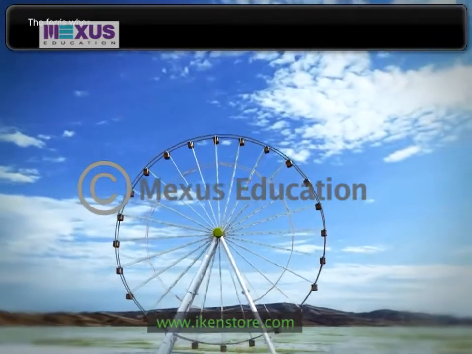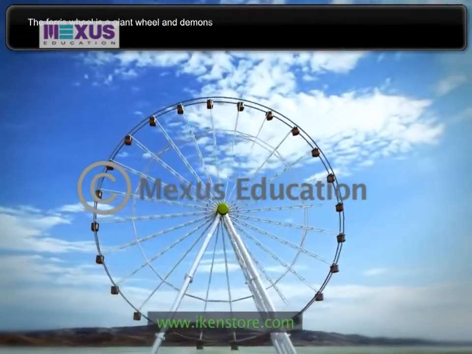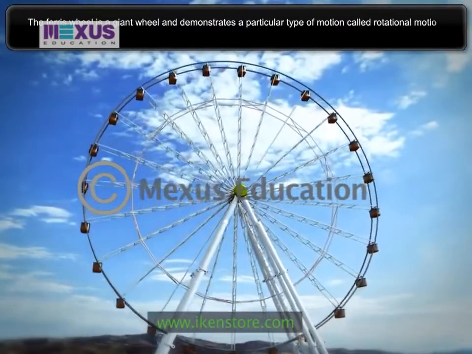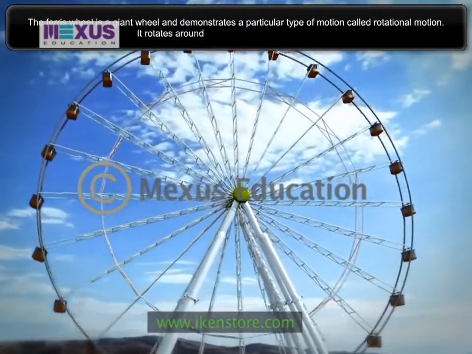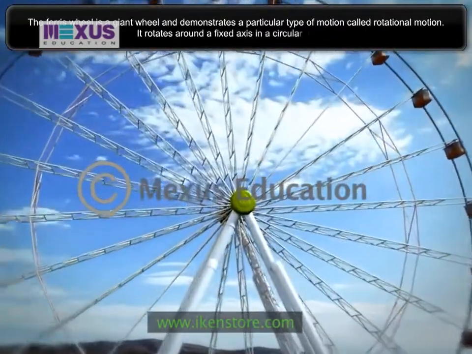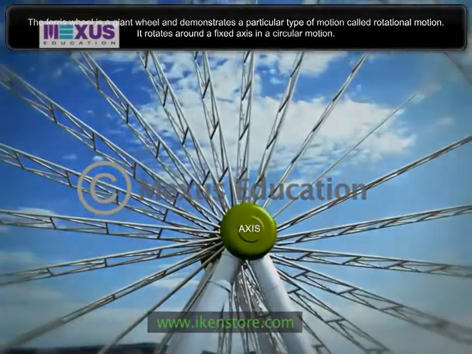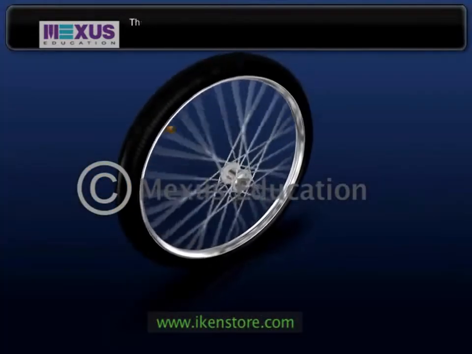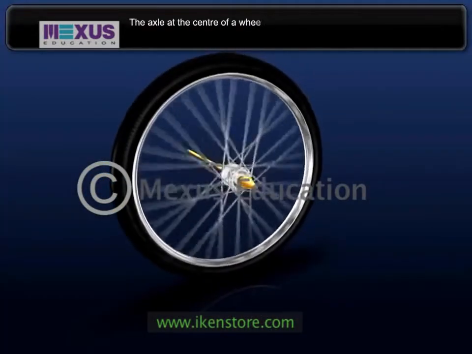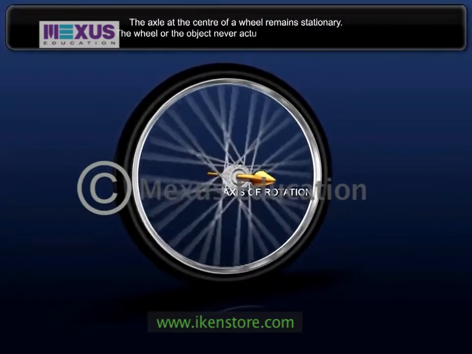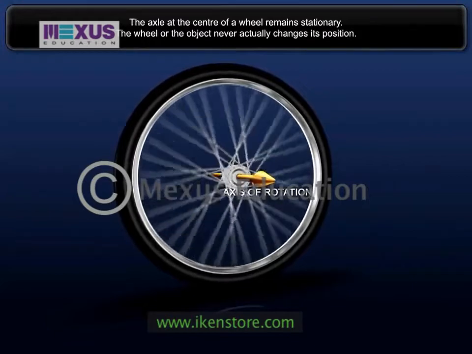The Ferris wheel is a giant wheel and demonstrates a particular type of motion called rotational motion. It rotates around a fixed axis in a circular motion. In rotational motion, the axle at the center of a wheel remains stationary. The wheel or the object never actually changes its position.